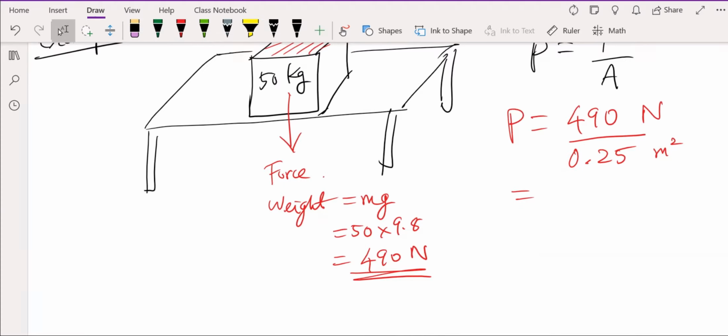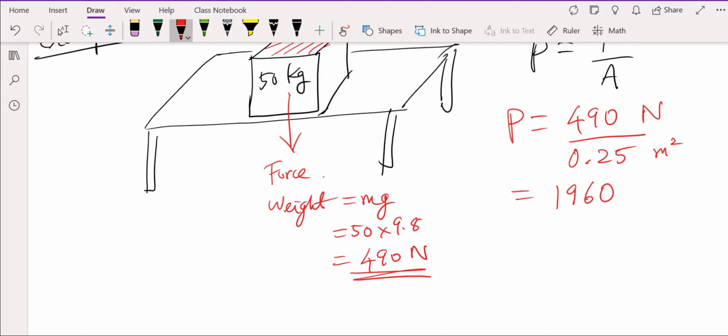31 newtons per meter squared. Are you sure? 490 divided by 0.25. Yeah, you'll get 1,960. What did you do? Check your calculations. 490 divided by 0.25 is 1,960.